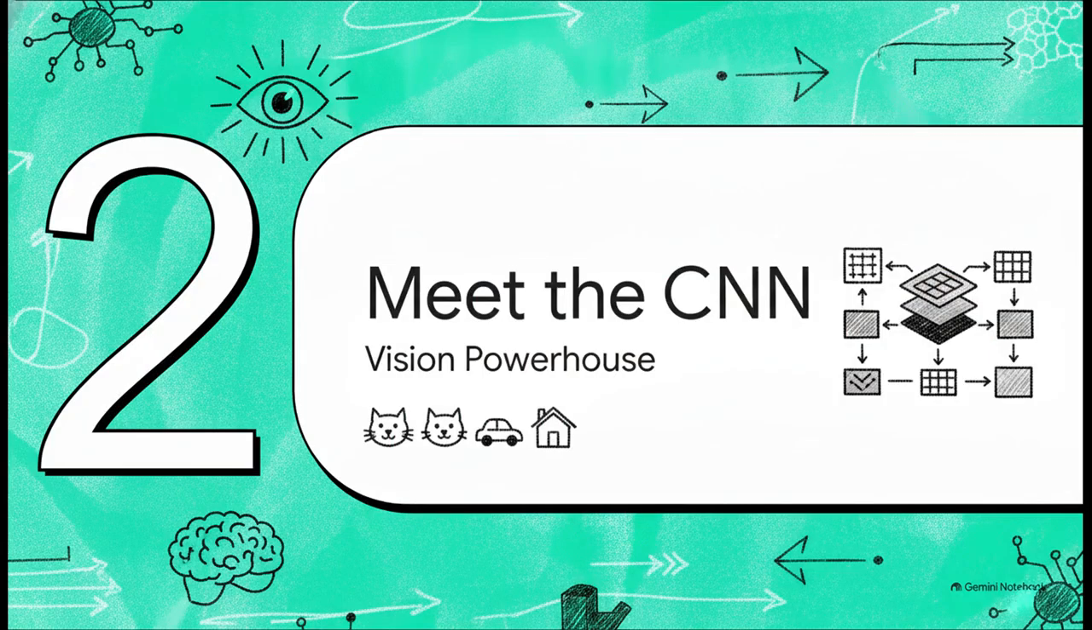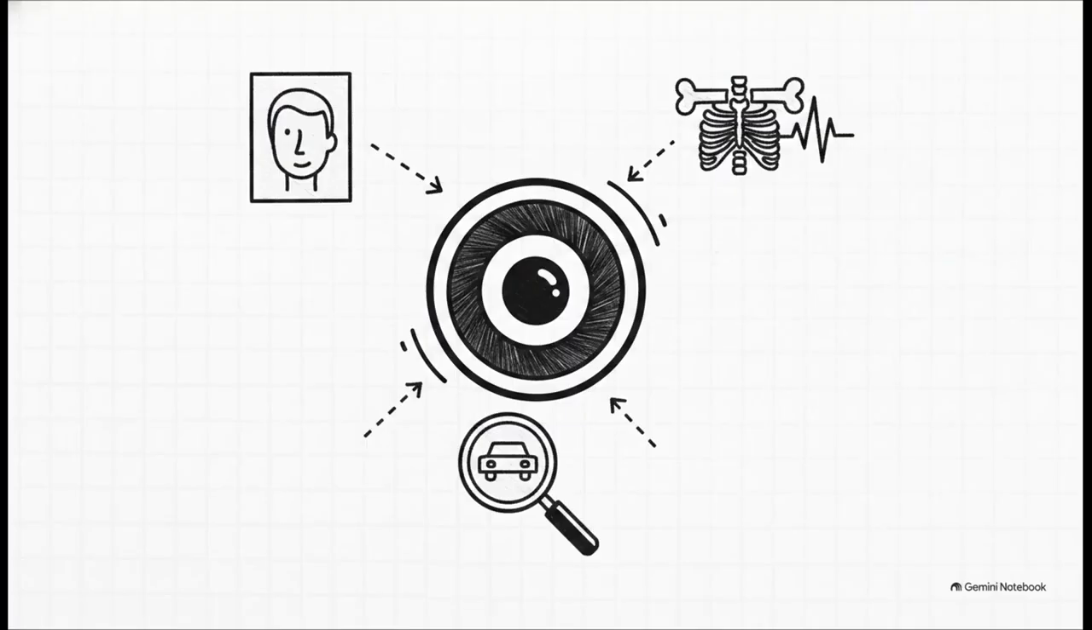Moving right along to Section 2, let's meet the CNN, the absolute powerhouse of computer vision. The primary applications of CNNs include things like face recognition, medical imaging, and object detection. So here is your very first core memory shortcut for the test. Whenever you see CNN on your paper, your brain needs to instantly scream images.